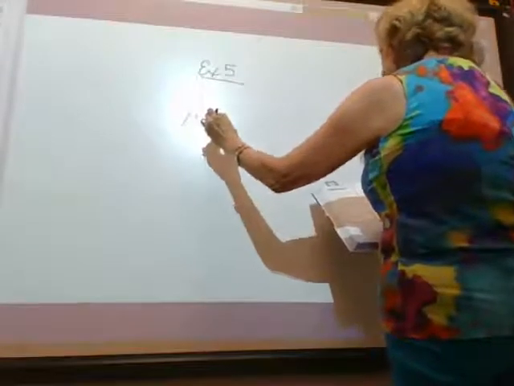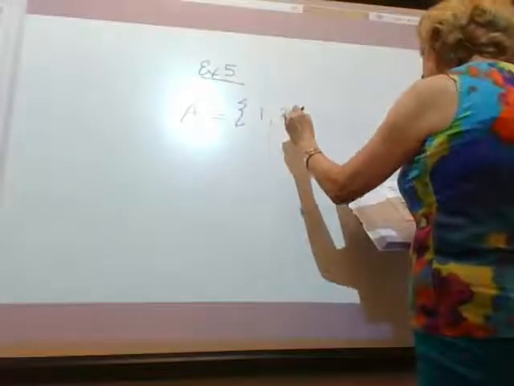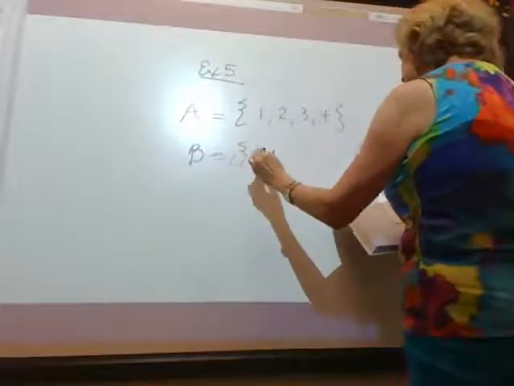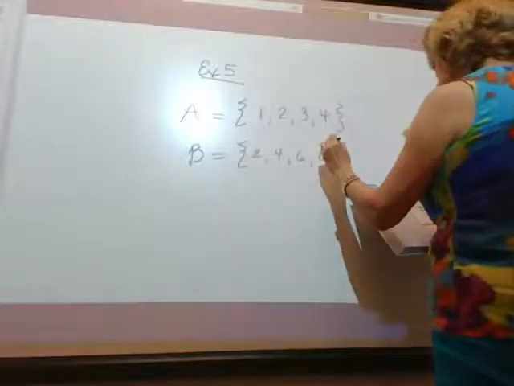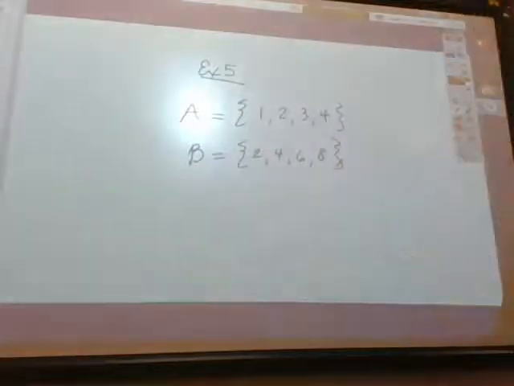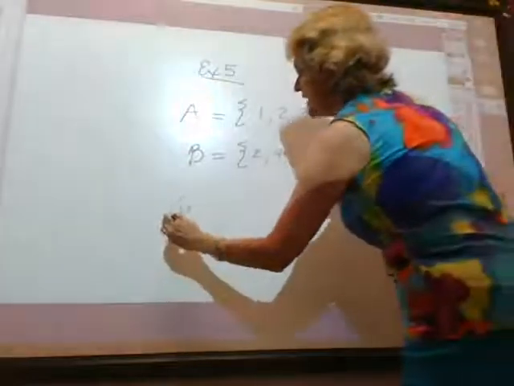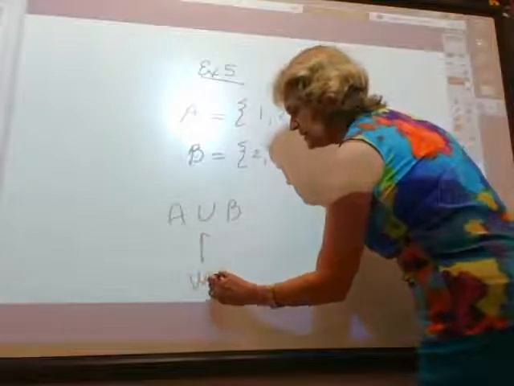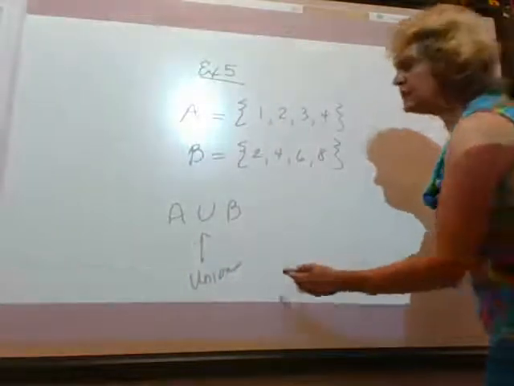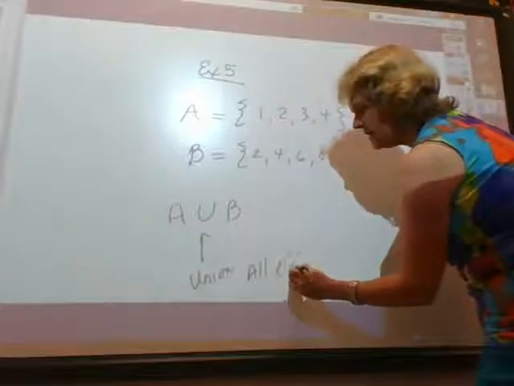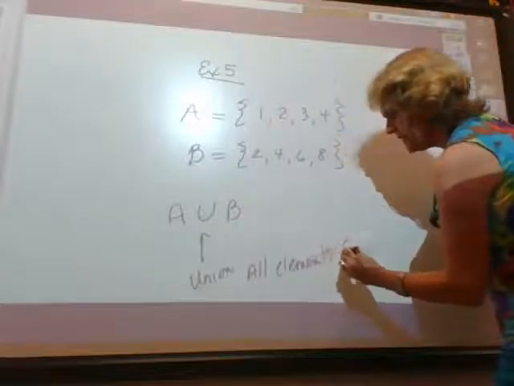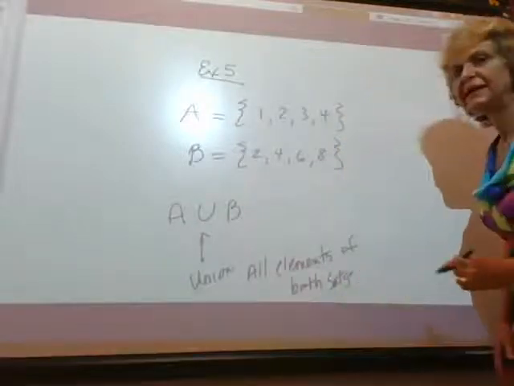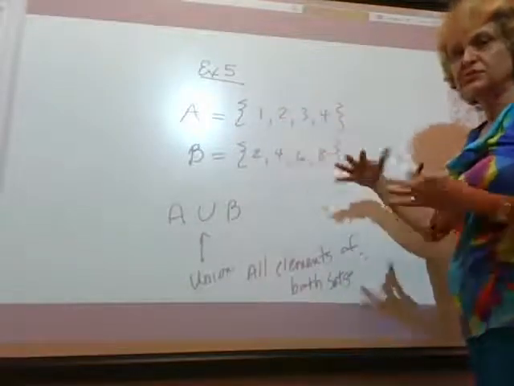Okay, so let's say now that we have set A, which is 1, 2, 3, and 4, and set B is 2, 4, 6, and 8. So if I have A union B, this symbol right here is union. Union tells you to put all the elements of both sets. Now you don't have to repeat them. In other words, if it's in both sets, you don't have to write it twice.